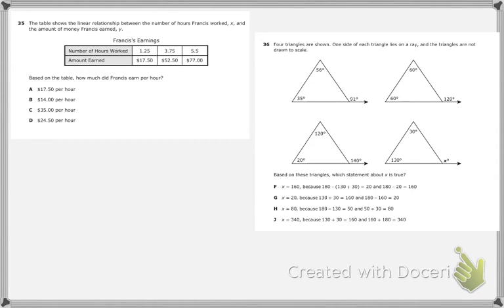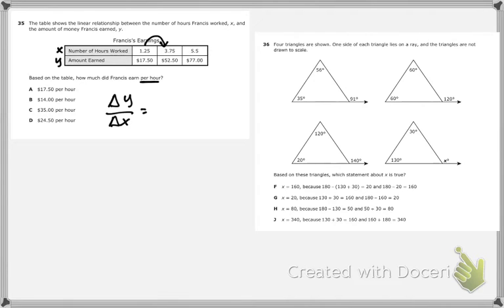Number 35 says the table shows a linear relationship between the number of hours Francis worked, which is X, and the amount of money Francis earned, which is Y. Based on the table, how much did Francis earn per hour? So per hour is slope, which is what we're trying to find. Best thing you can do is just find the slope between two values. This would be the change of Y over the change of X.